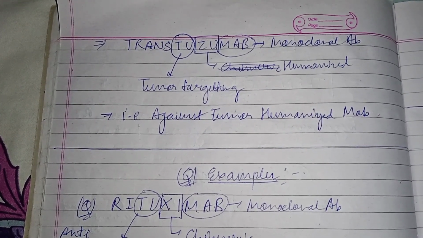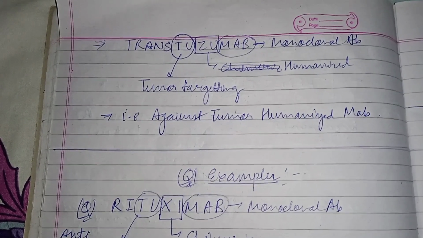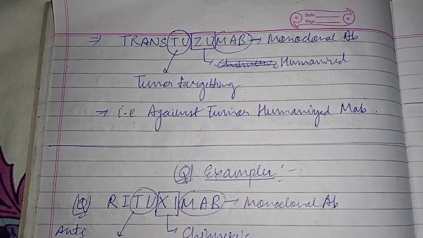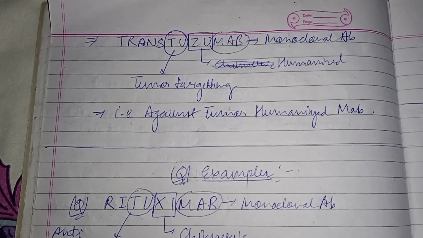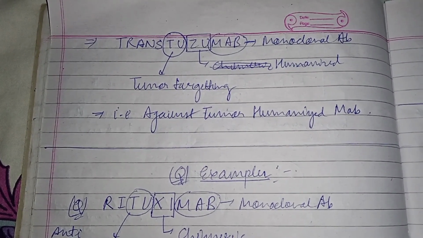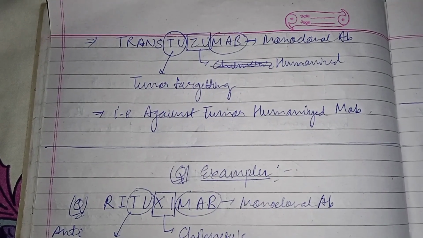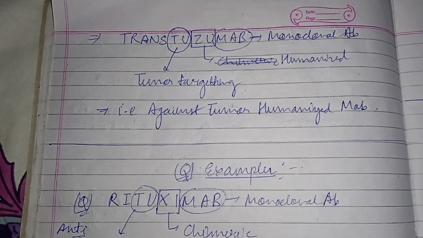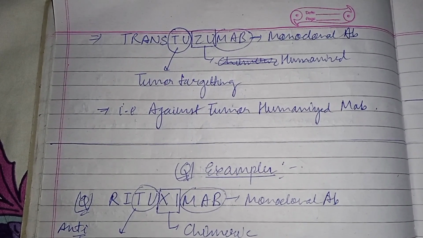So I am repeating it once again. Trastuzumab tells us that it is a tumor targeting humanized monoclonal antibody. See, I have written it here, against tumor humanized monoclonal antibody. It targets HER2 receptors and blocks proliferation. So it can be used for treatment of breast cancers and all.